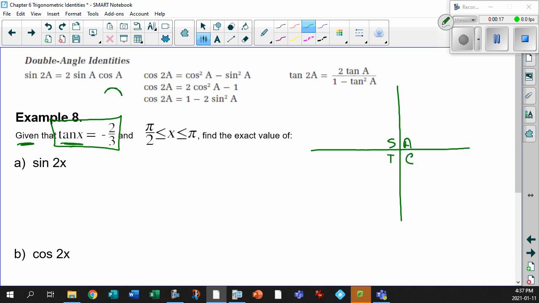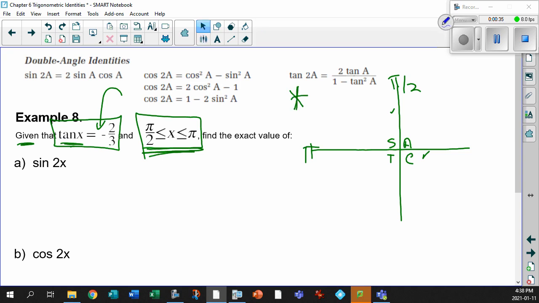This guy's actually negative. But look at this. This tells you specifically it's not in here and in here. This is your restriction telling you pi over 2 to pi. It's got to be in the second quadrant. Easy peasy, right? Yes, draw the angle out here.